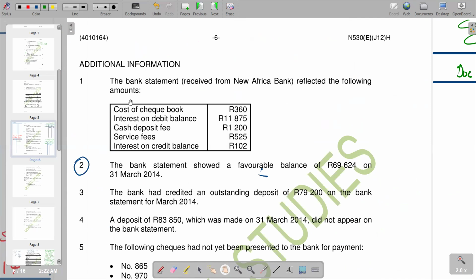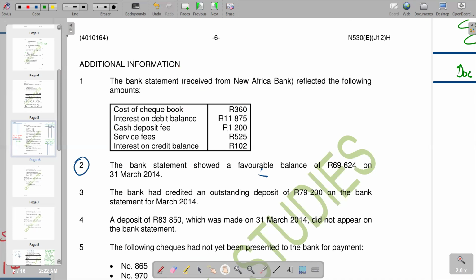The first one says the bank statement received from New Africa Bank reflected the following amounts. What it means is these items that we have on the bank statement are not there in the ledger, so you need to update them in the ledger. The issue is we are going to group them. Remember, we also have bank charges inside those items, so we can group all the bank charges so that we can post them as one amount.